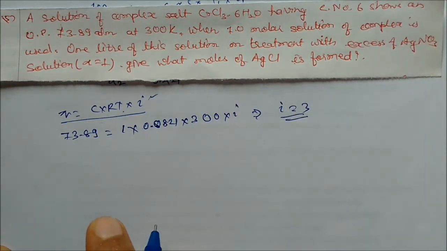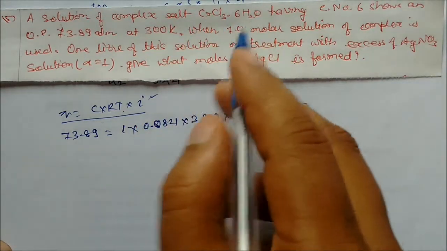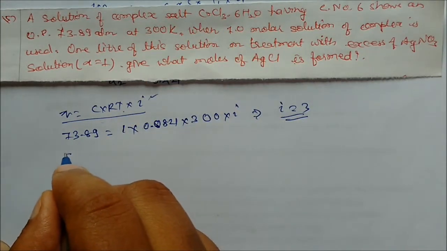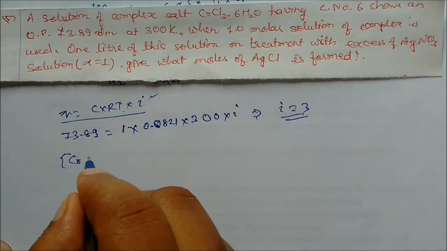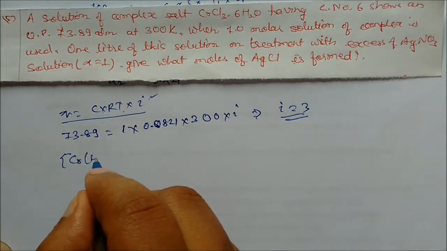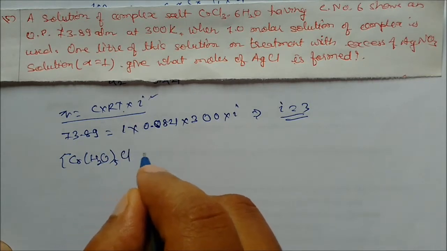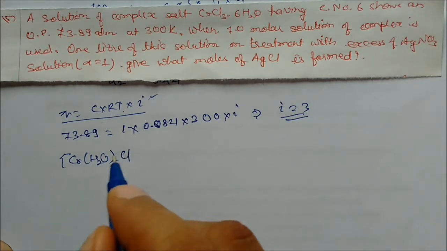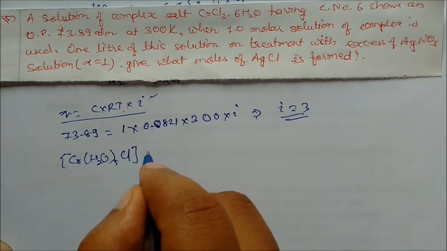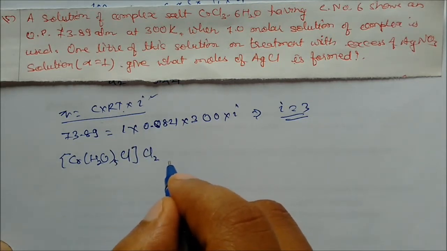3 means we are getting 3 ions from the CrCl3. So there may be possibilities. We can write Cr(H2O)5 and then 1 Cl inside, so 1 Cl inside and 2 Cl outside.